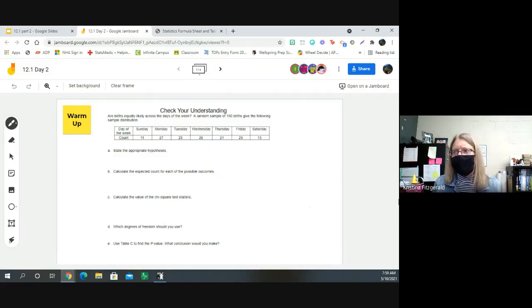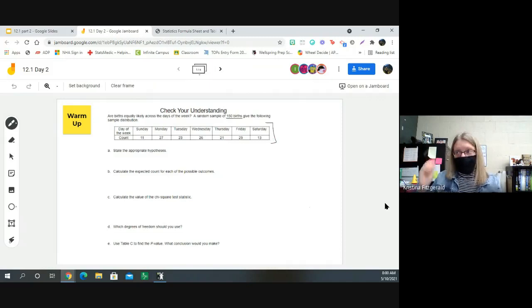This is the check for understanding from Friday's stuff. So if you are in the packet, that's where we're at. We're going to look at this. Are births equally likely across all days of the week? The birth rate is actually dropping thanks to COVID right now, but big surprise, I'm sure it'll bounce back soon. We took a random sample of 150 births, and we have the following distribution.